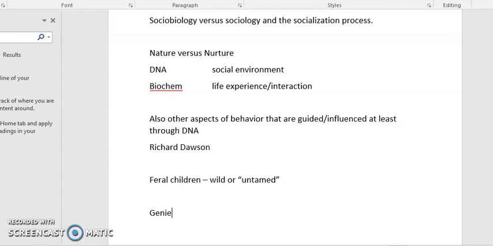There is the name of a feral child who is quite famous in the United States. Her name is Genie, and I believe she's still alive and lives in Texas someplace. But there's a picture of her in your textbook at the beginning of chapter 3. She was a victim of terrible, horrible neglect.